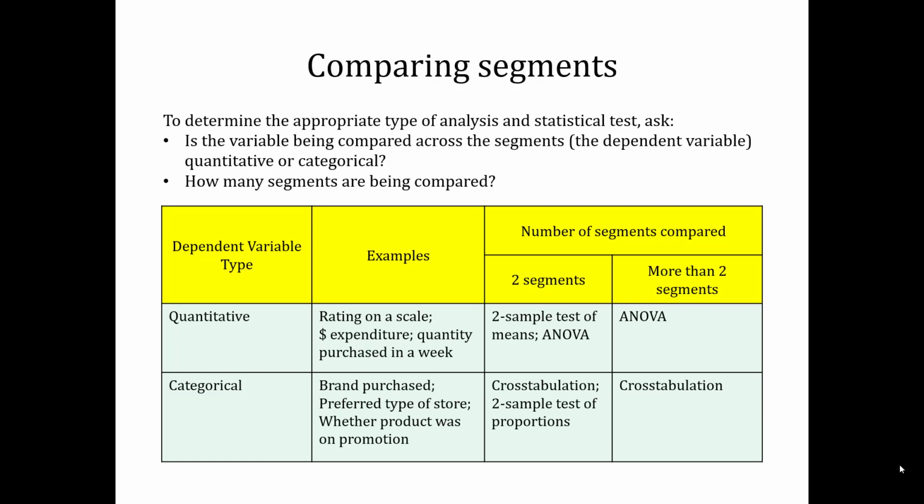If the variable is categorical, for example, whether the buyer purchased a particular brand or shopped in a particular type of store, or whether the product was on promotion, then we can run a crosstabulation, or crosstab for short, regardless of how many segments we have. If we have two segments, we can also run a two-sample test of proportions. However, we will not be covering this test here, as a crosstab can be used instead and will give the same results.